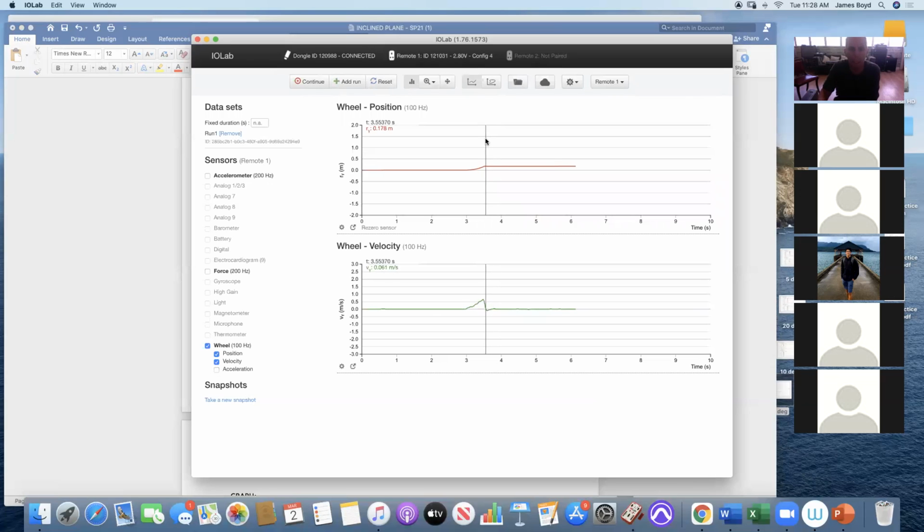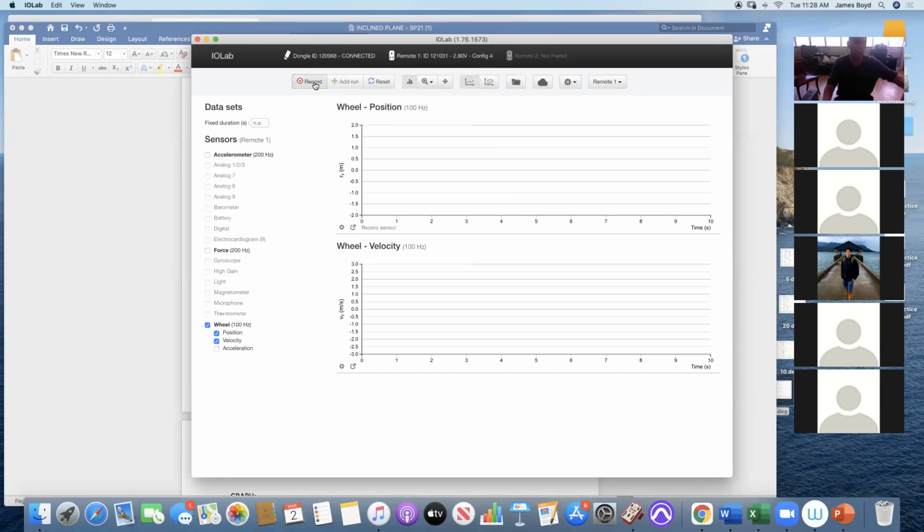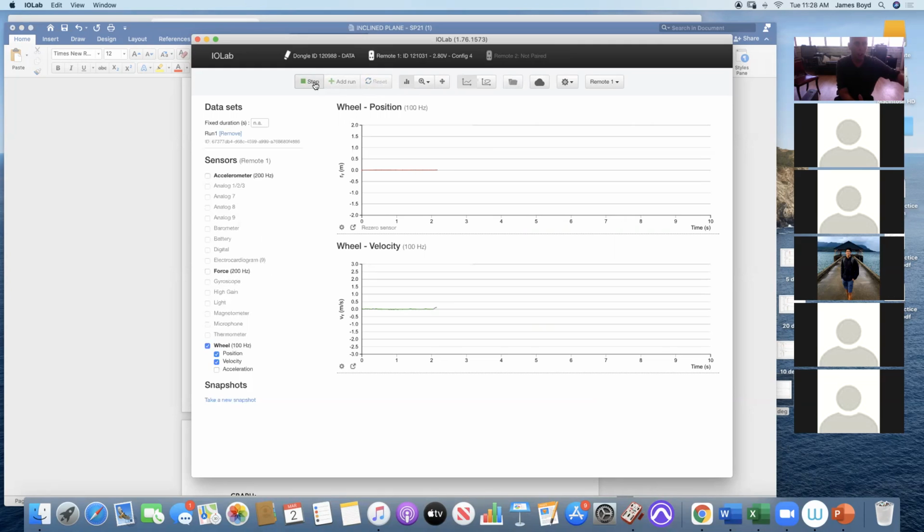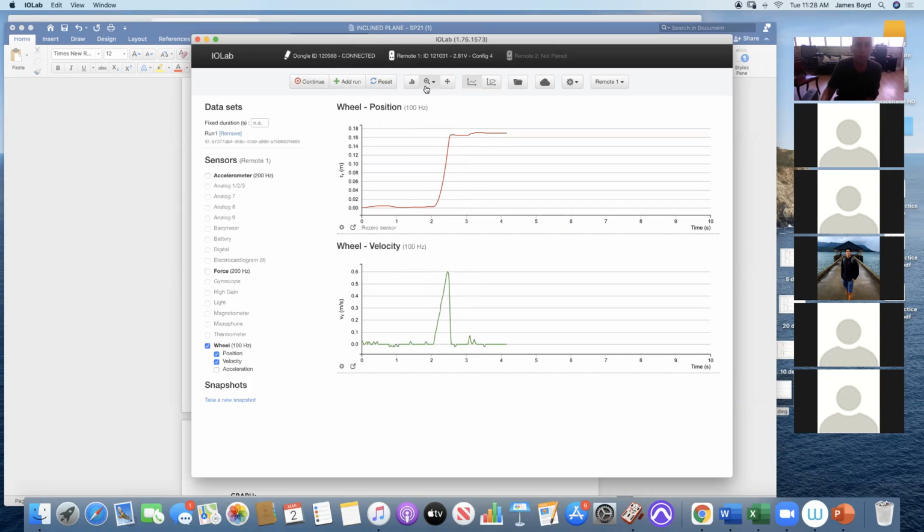Stop. I think there might be an issue with this one, so I'm going to try that again. The reason I think there's an issue is the iLab actually lifted up the book for a second. That looks good. All right, so zoom on both of them.